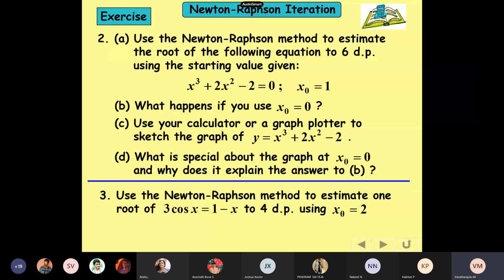Please try to sketch the graph with these functions. And what is special about the graph at x naught equal to 0, and why does it explain the answers to part b? You see something there with this problem and this information, and you come up with the solutions.